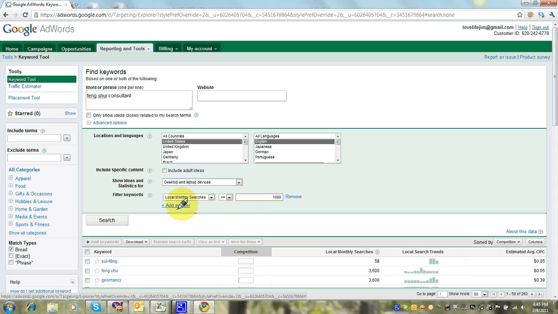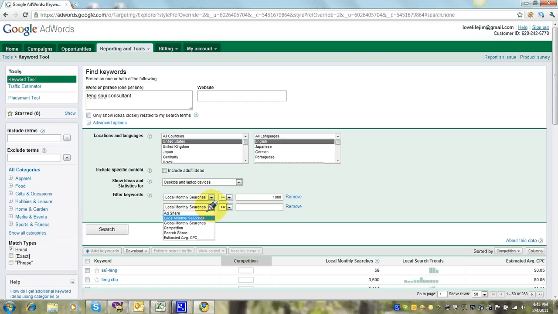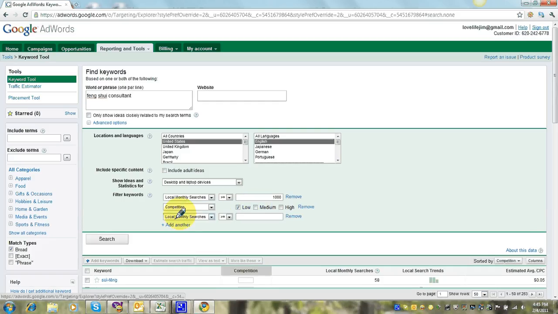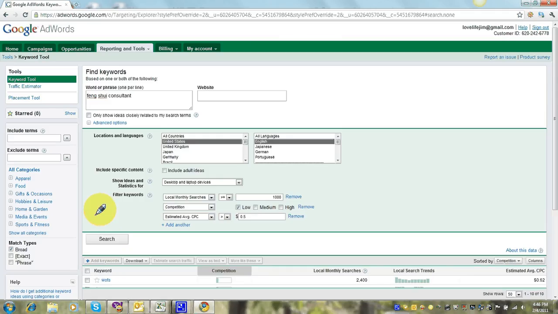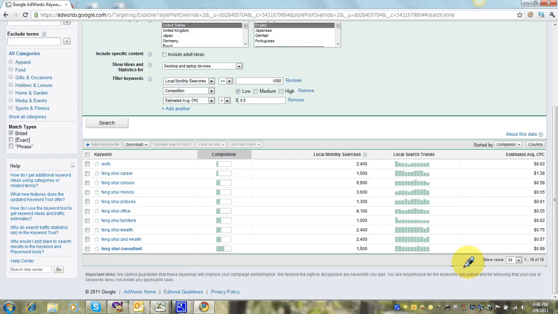I usually do 3,000, but looking at the traffic here, let's see how many we get. You can always narrow it down by adding more. All right, and let's do competition. We want, let's say, low and maybe medium. Well, let's just try low. And what else? This is great, the monetization value. So it looked like this is not a highly paying keyword subject, so let's do 50 cents. We'll get rid of some of the lower-value keywords. Look at that. We've narrowed it down to 10 results.